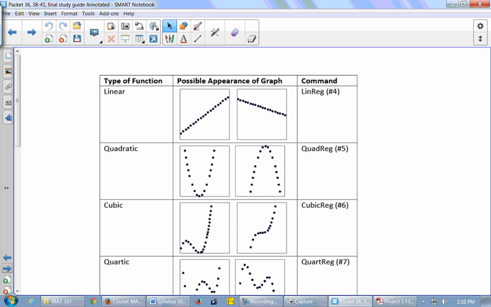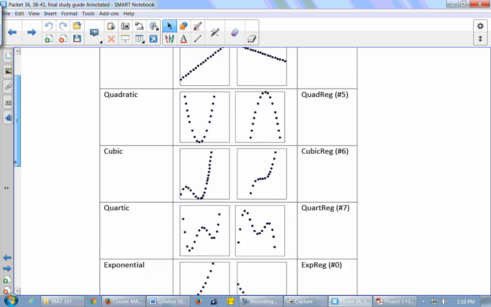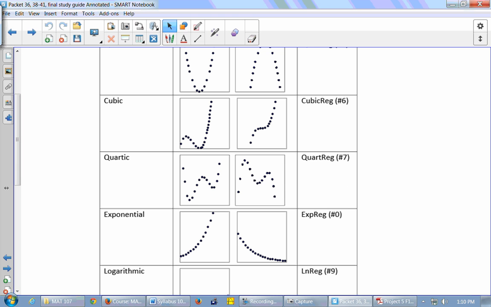And here are just some pictures to help guide you in deciding what kind of function to choose when you're looking at data. So if your points fall in a linear fashion, you do linreg, linear regression. The U is classic quadratic. If you have more than one turning point, cubic, right? 2 turning points, cubic. 3 turning points, quartic, right? The more turning points, the higher the degree you're going to need for a polynomial.